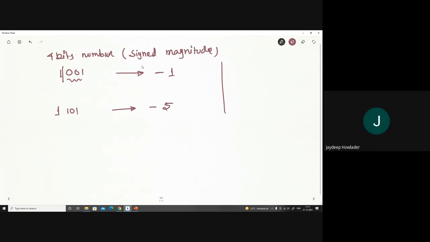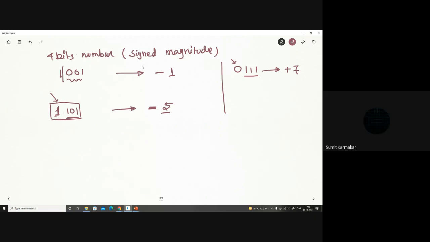So this is a 4-bit number. The most significant bit determines the sign, meaning whether it is positive or negative. If the most significant bit is 1, it determines the negative sign, and the rest determines the value. So it is -5. Similarly, if we have 0, 1, 1, 1, then the most significant bit determines the positive sign, and the rest gives 7. Understand? Clear?